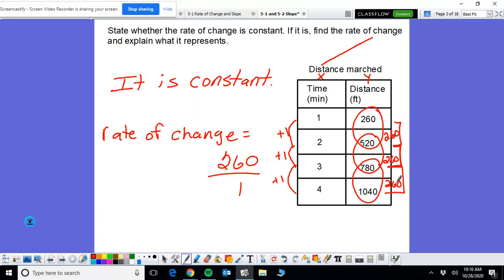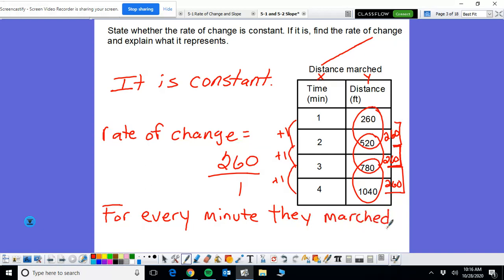So for every minute, I'll put they marched 260 feet, because that's the units we're in. So for every 1 minute, I guess I'll put the 1 in here, I'll sneak it. I really should have done it. For every 1 minute, they march 260 feet.